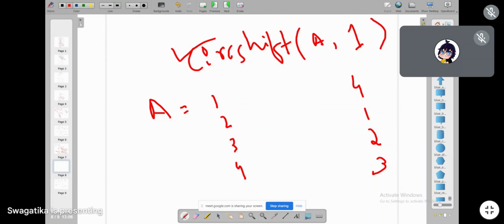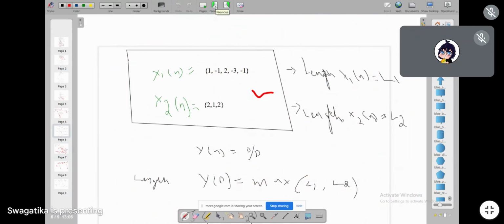No problem, I am just giving a hint. If you want you can use it, if you don't want you can write it in your own manner. Okay, there is no problem. Okay, without using the inbuilt command you have to do.